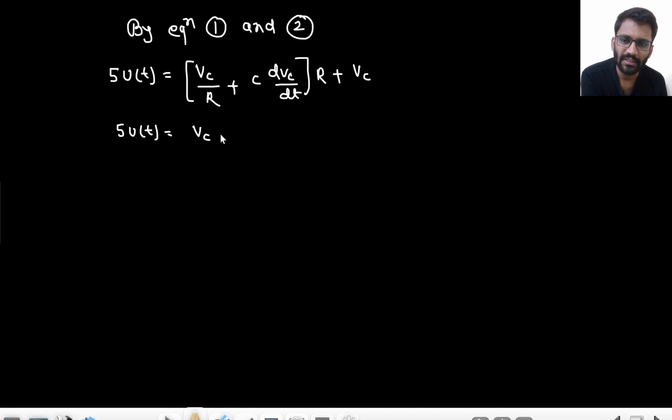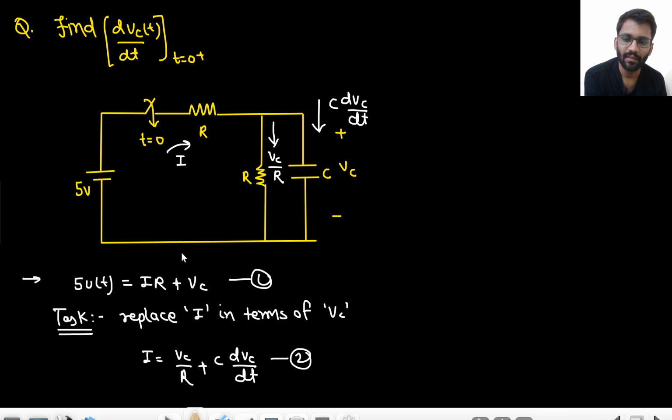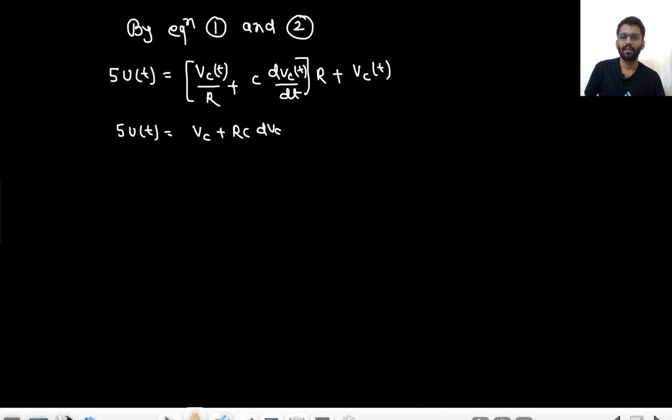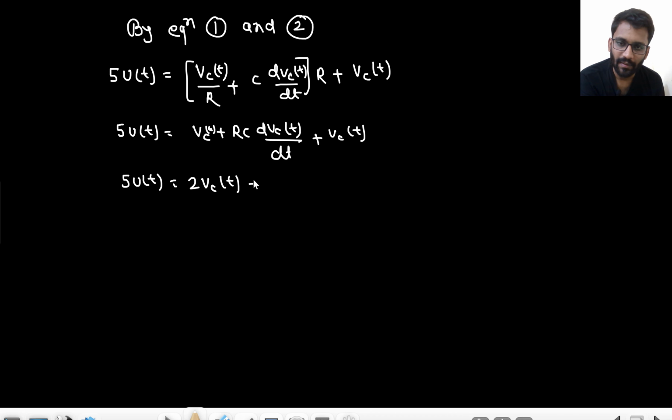5u(t) is equal to Vc plus RC dVc by dt. I should write it as Vc(t). Even this current will be a function of time only. Why will it be a function of time? Because this is a combination of the capacitor current and the resistor current. The capacitor current is a function of time, so this current will also be a function of time. So 5u(t) is equal to Vc(t) plus RC dVc(t) by dt.